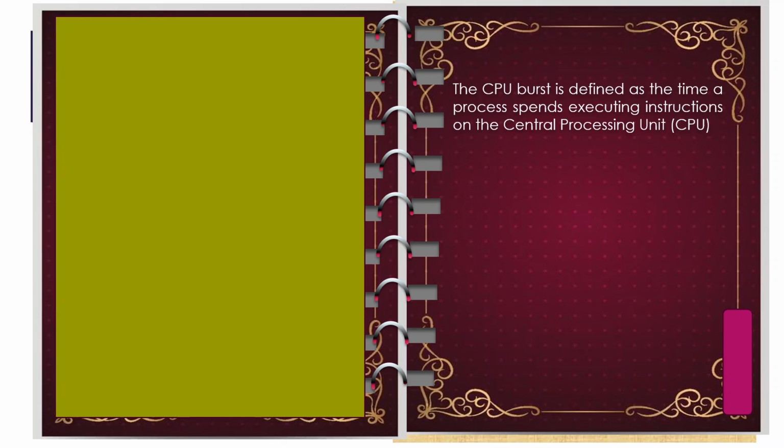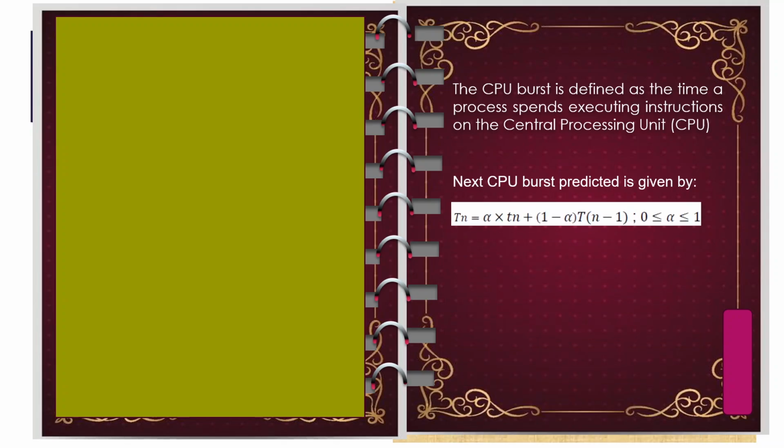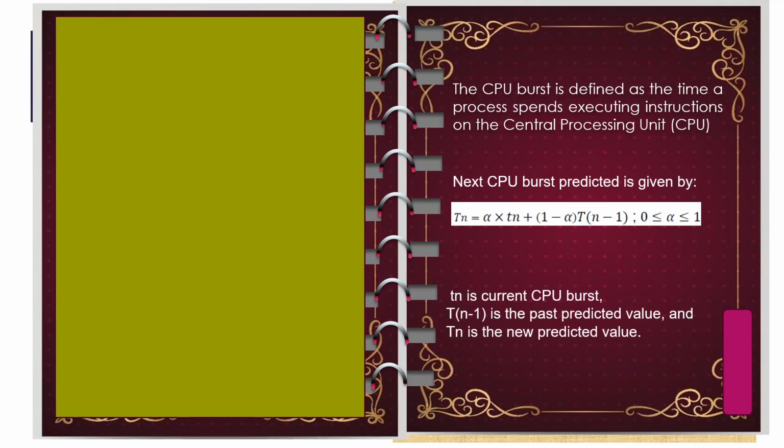First one is CPU burst. What is CPU burst? It is the time a process spends executing instructions on the central processing unit. The next CPU burst is predicted by T(n+1) = alpha * t(n) + (1 - alpha) * T(n), where small t(n) is the current CPU burst, T(n) is the past predicted value, and T(n+1) is the new predicted value.